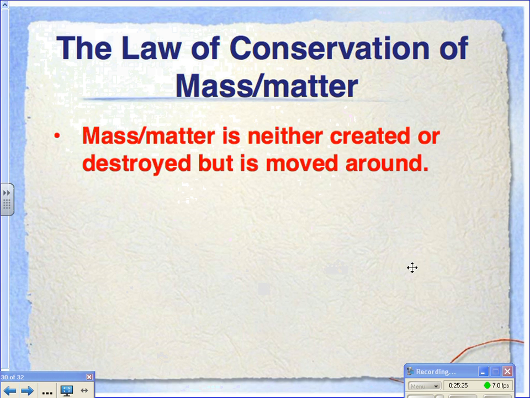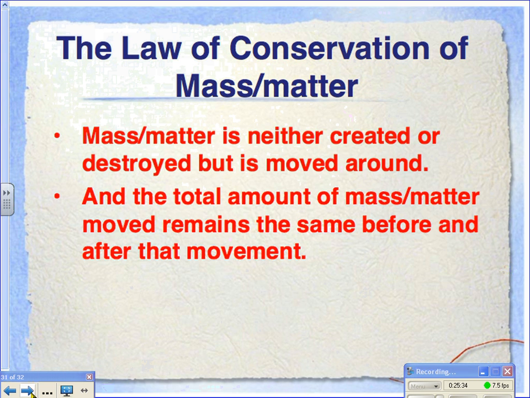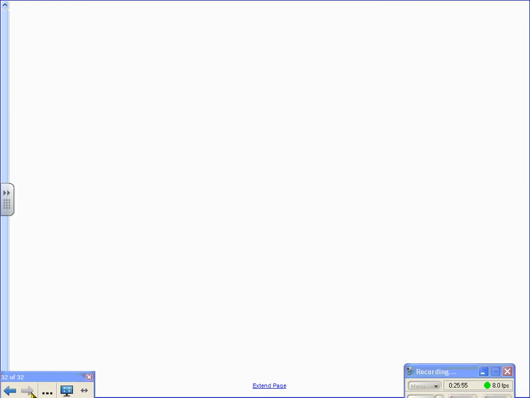The law of conservation of mass or matter is the last thing we need to address. Mass or matter is neither created or destroyed, but is moved around. And the total amount of mass or matter moved remains the same before and after that movement. So just like any other law of conservation of something we've looked at this year, same thing for the law of conservation of mass or matter. It's not destroyed or created, but moved around, and the total amount is the same before and after that movement. The end.